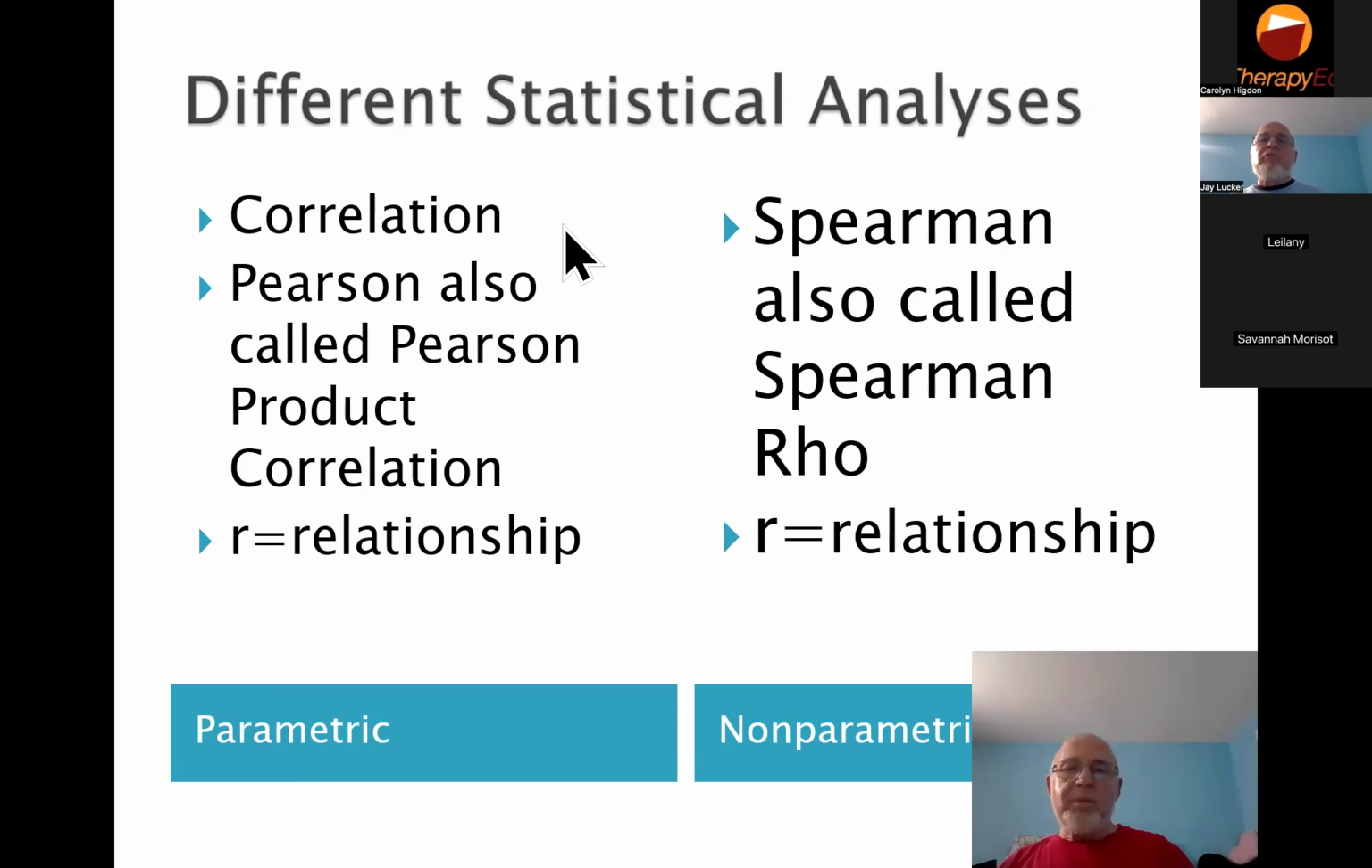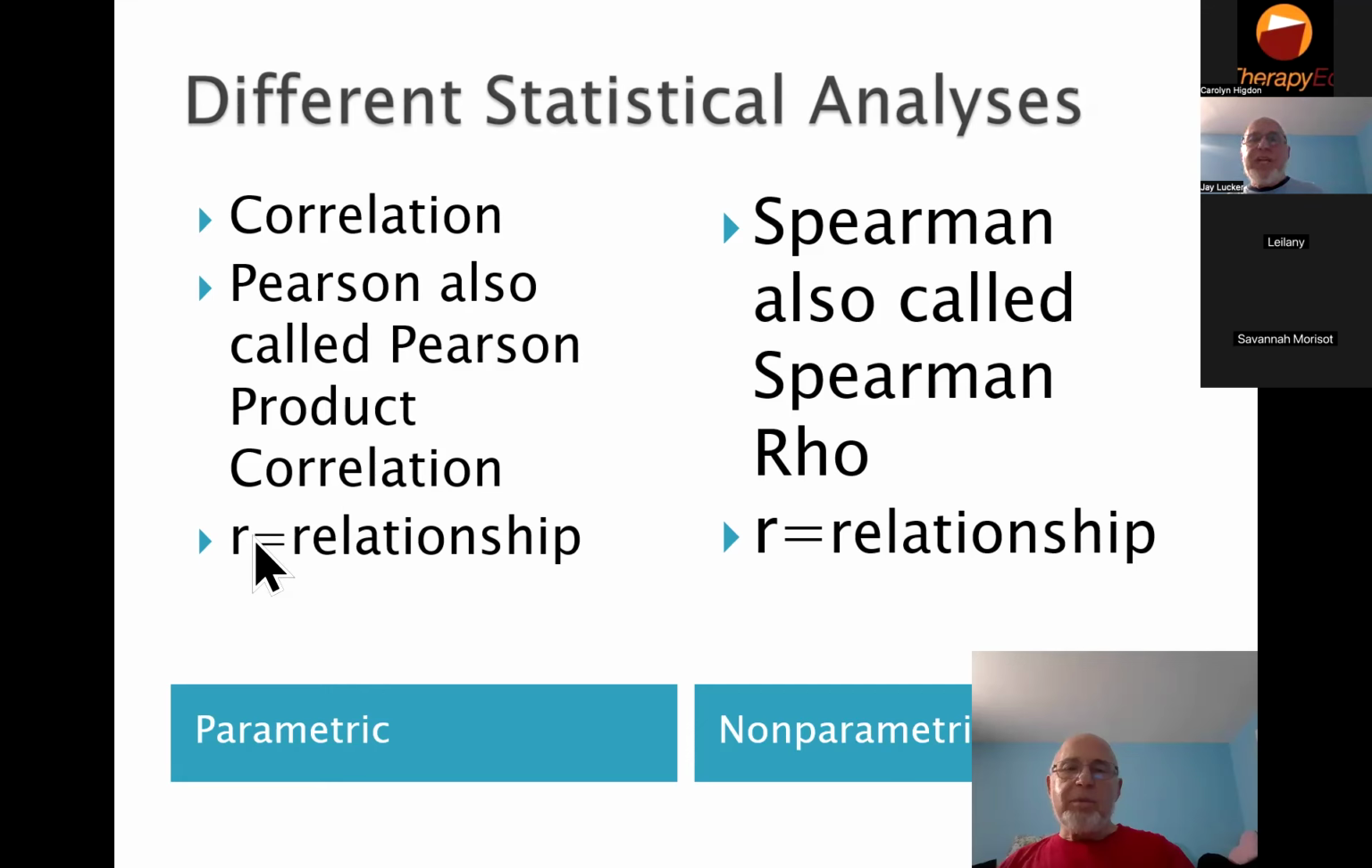Okay. If we're doing relationships, is there a relationship between the number of hours of therapy and the amount of improvement? There's a good relationship thing. What we do there is called a correlation. For the statistics, for parametric correlations, it's called Pearson. That's how I teach my students to remember: for parametric, it's Pearson. There's the P. It's called a Pearson, or sometimes called Pearson product correlation. And what we get is called an R factor, the relationship.